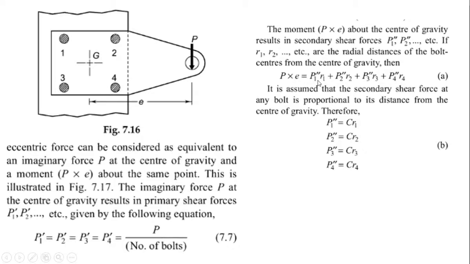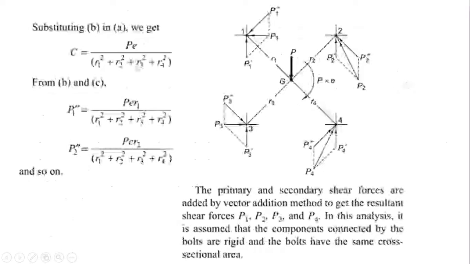So you will apply here for C1 into R1, so C1 R1 square. Likewise C2 R2 square, C into R3 square, C into R4 square. We will get the C in common, so C into R1 square plus R2 square plus R3 square plus R4 square. Finally, we get PE divided by C equal to PE divided by R1 square plus R2 square plus R3 square plus R4 square. Okay, this is taken as equation C.